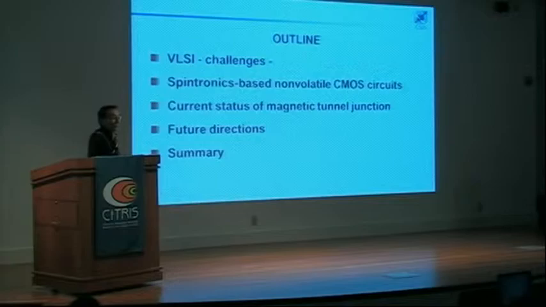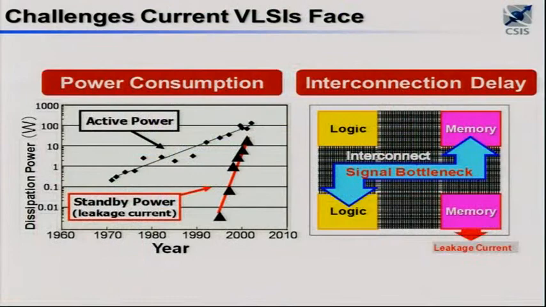So these are the current challenges. This is why we are here. As transistor size goes down, the leakage current goes up, and we have this huge standby power, which is almost comparable to active power if we don't do anything about it. So we are using power gating and many other schemes to reduce the standby power.